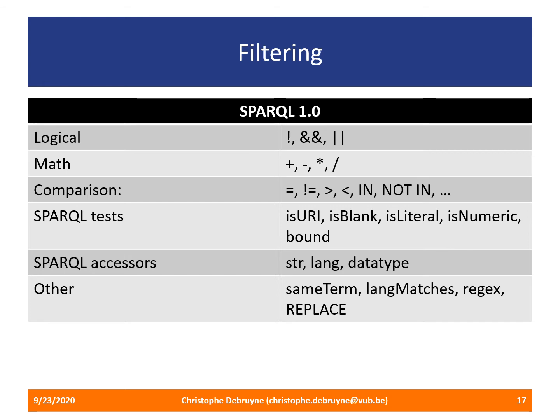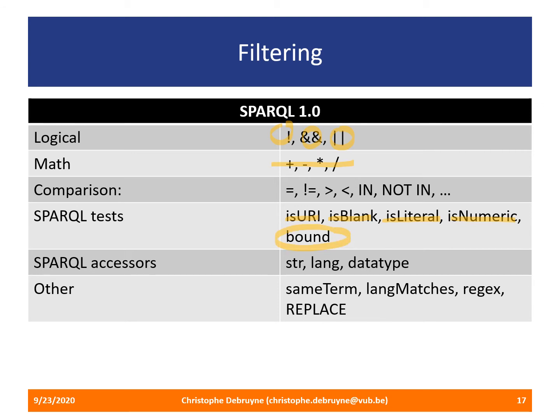SPARQL provides us with a couple of functions that we can use in those filter clauses. And they can be logical, so you have your not, and, or logical operators. You have your arithmetic operators. Then you have a couple of comparison operators: equals, different from, lower than, and so forth; in a set, not in a set, and so forth. Then you have some SPARQL tests. You have a test to check whether it's a URI, whether a thing is a blank node, whether a thing is a literal, is numeric, whether a variable is even bound, which we will see later on.